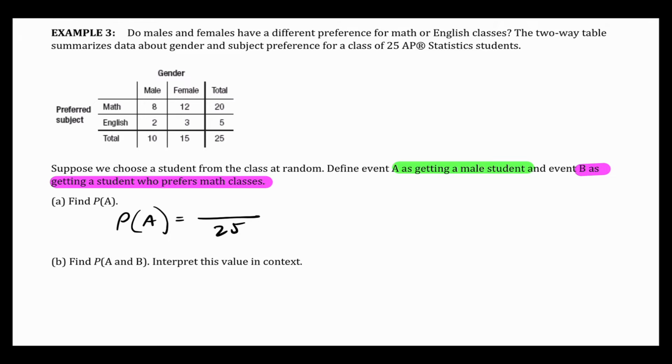that, which they're asking. Male students. So we go to the males. Is it 8? No. Is it 2? No, right? It's 10 because that's the total number of males. So, and then reduce it, you get 2/5. You can leave it as a fraction or change it to a decimal. Either one's okay.